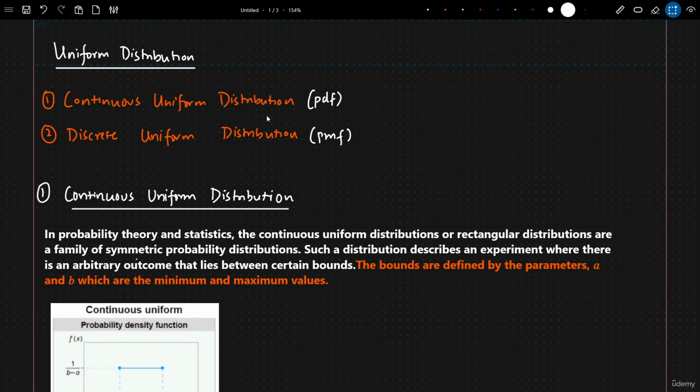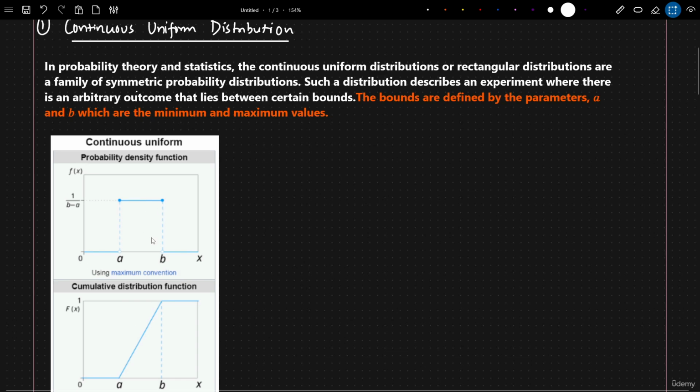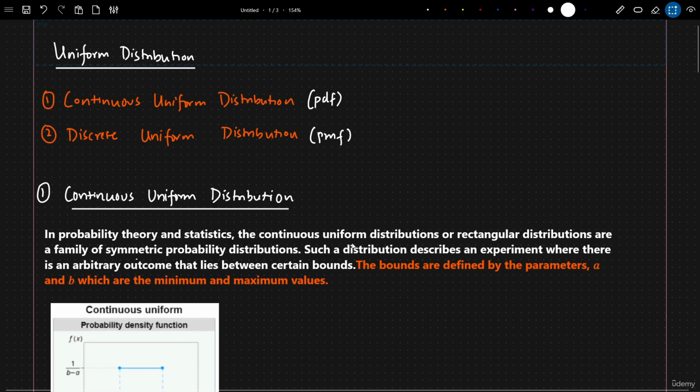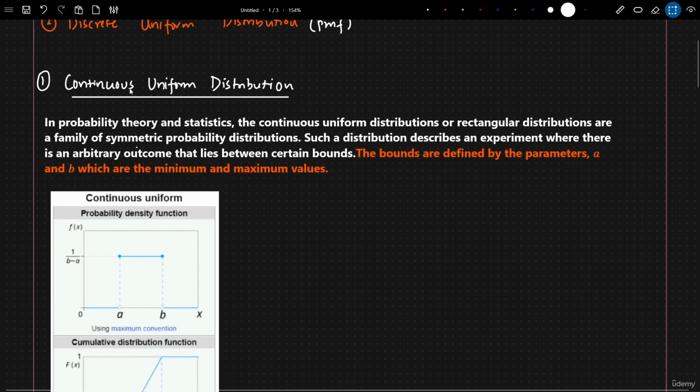We'll see multiple examples. We'll see the notation and what notations are specifically used. We'll understand the specific diagram of this particular distribution. After that, we'll also go ahead and cover the discrete uniform distribution. We are also going to see multiple examples considering this kind of distribution. So first of all, let's go ahead and talk about the continuous uniform distribution.